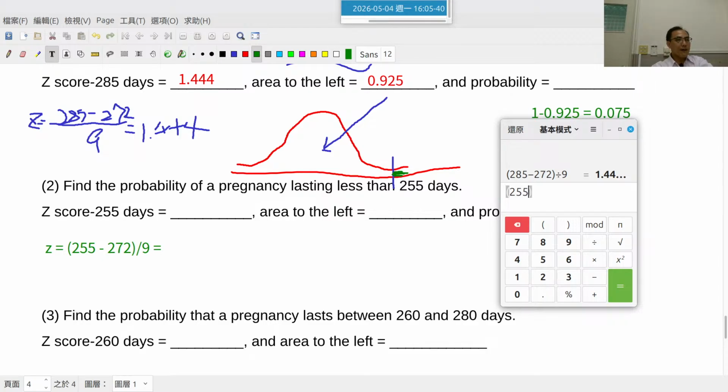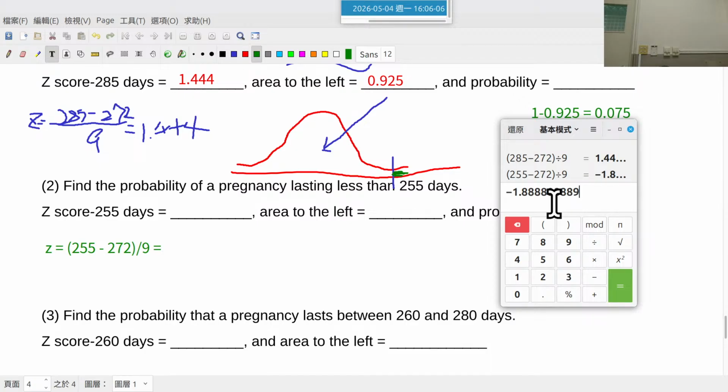255 minus 272, then divided by 9, that would be minus 1.888. Again, if you forgot to write down the minus, you will not get the correct answer. Because what does the minus mean?